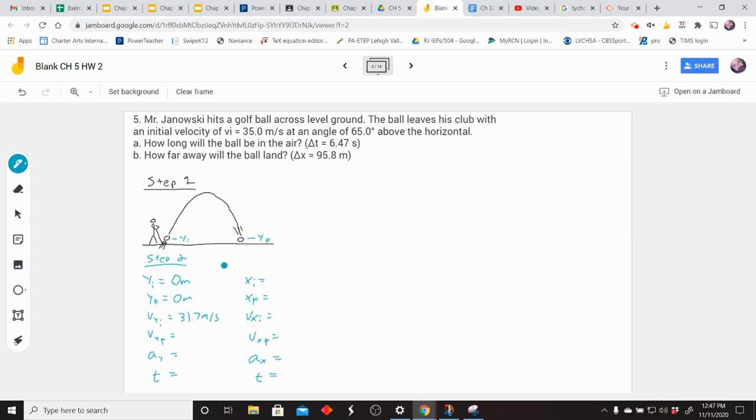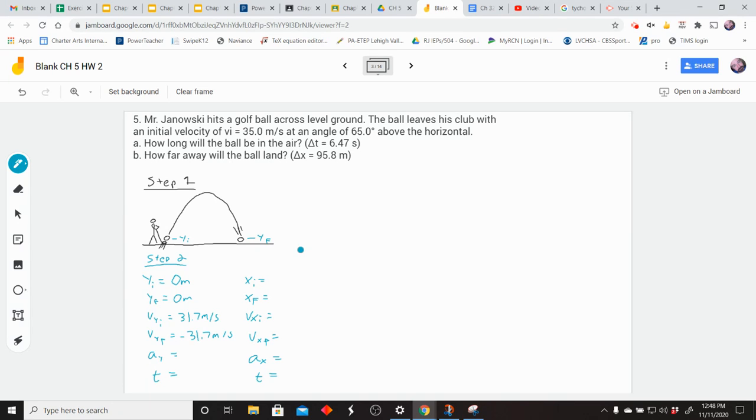Vy final. How quickly is the ball moving vertically at the end? You could write a question mark and still do the problem. That would work. But you're better off realizing that this is one of those special cases where the ball is at the same height at the end as it is at the beginning. Remember, the down motion mirrors the up motion. So if at the beginning the ball was going vertically at 31.7 meters per second, at the end it will be going 31.7 meters per second down. So we're going to write minus 31.7 meters per second.